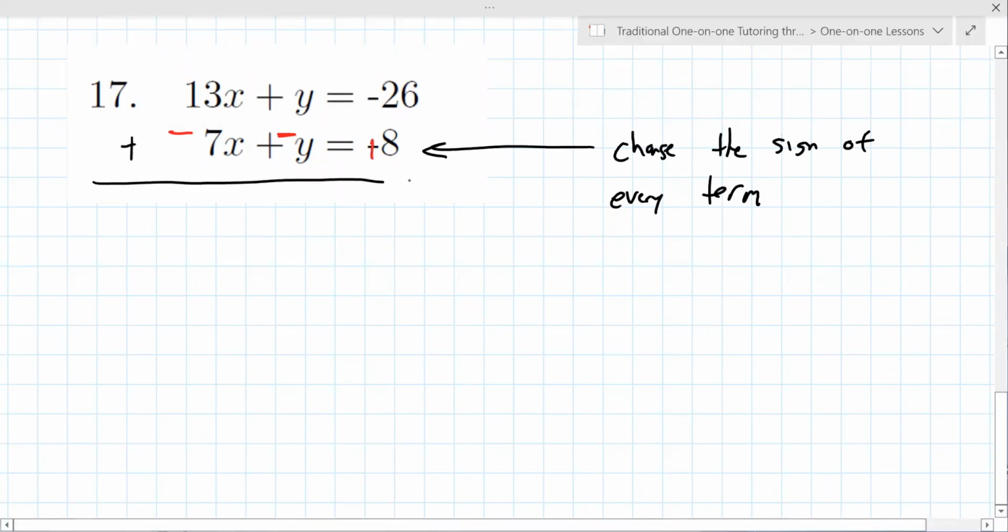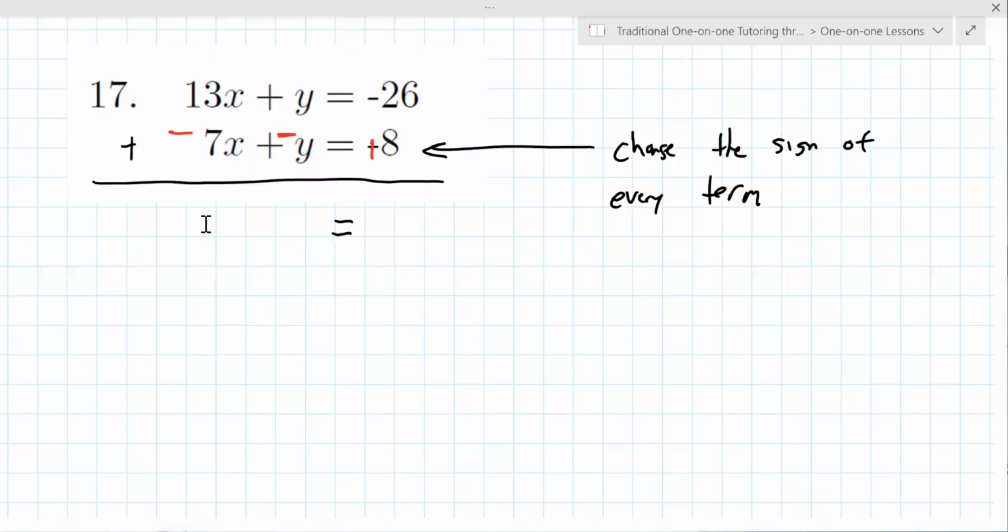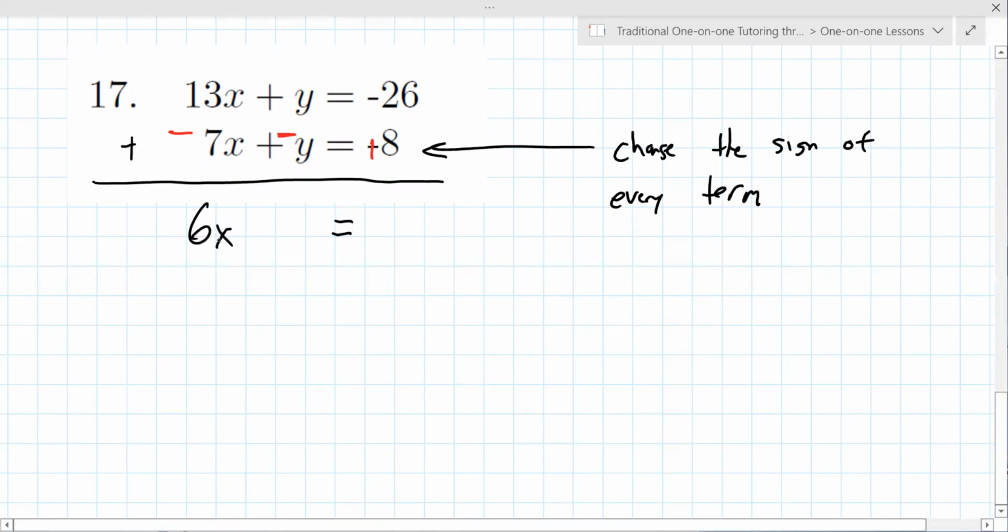Okay, now here's what I want you to do. I want you to add these up vertically. I want you to add up 13x plus -7x. Tell me what that equals. What is 13x plus -7x? 6x. What is y plus -y?